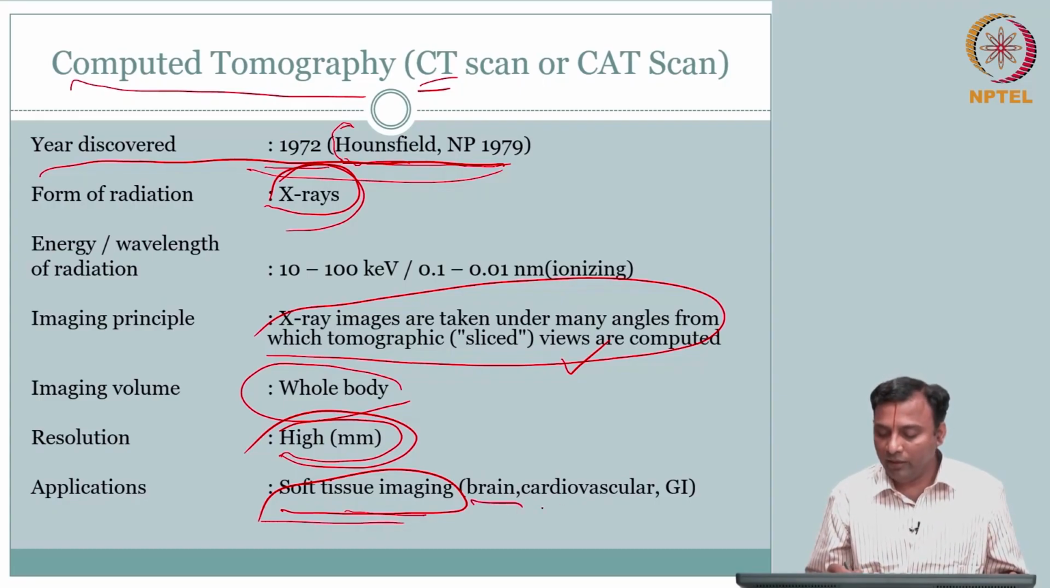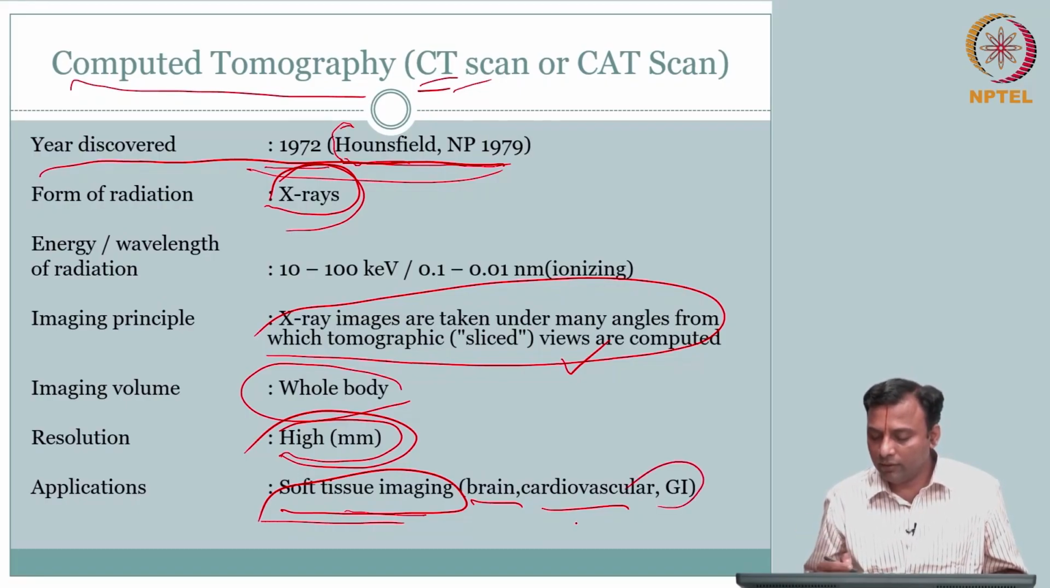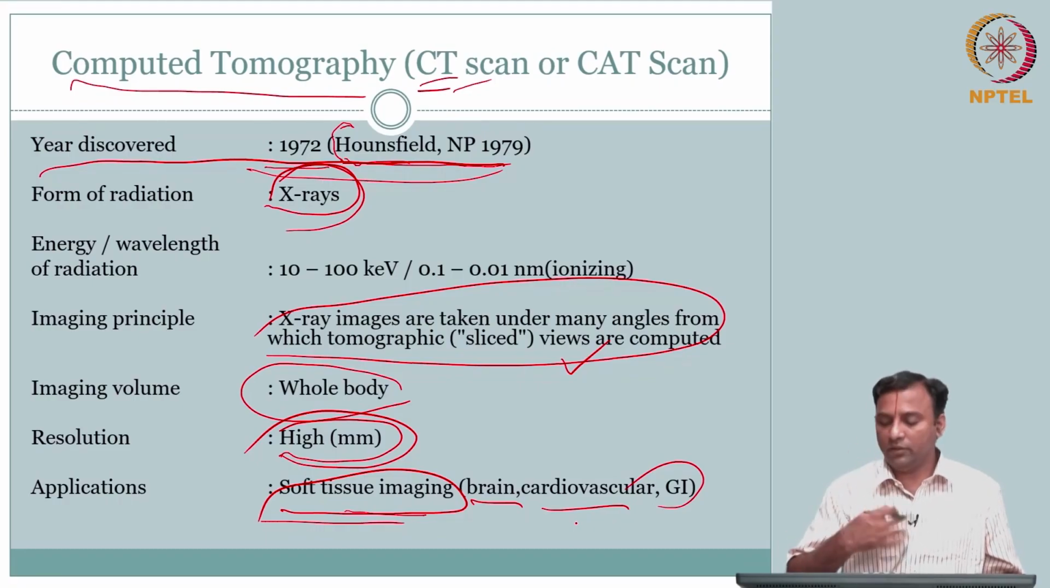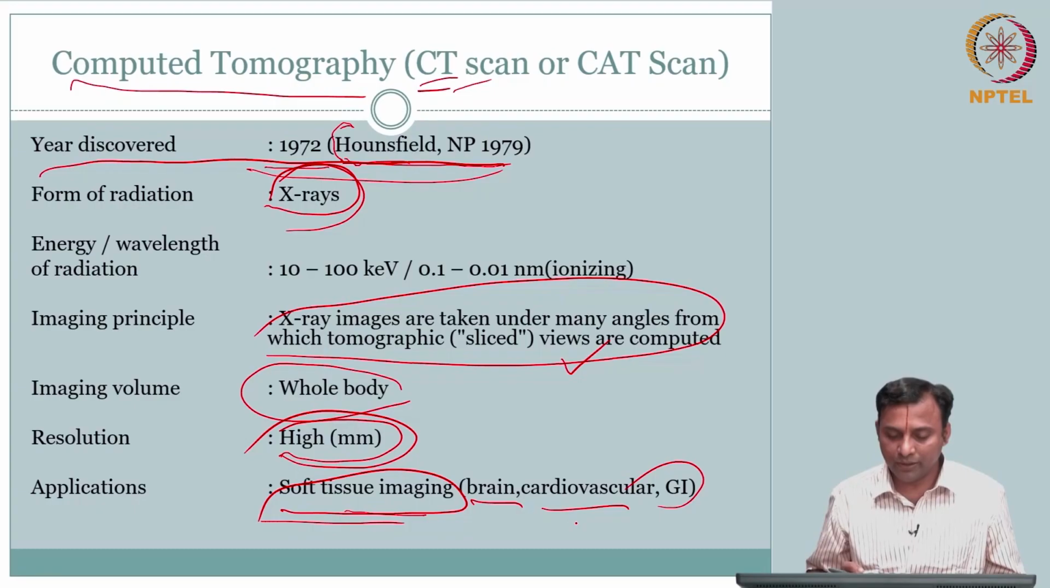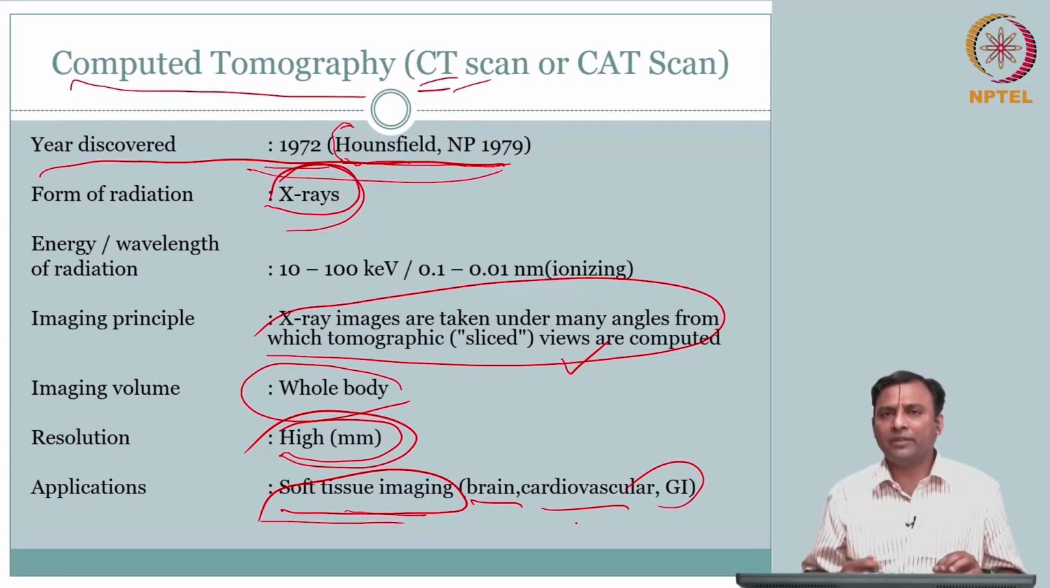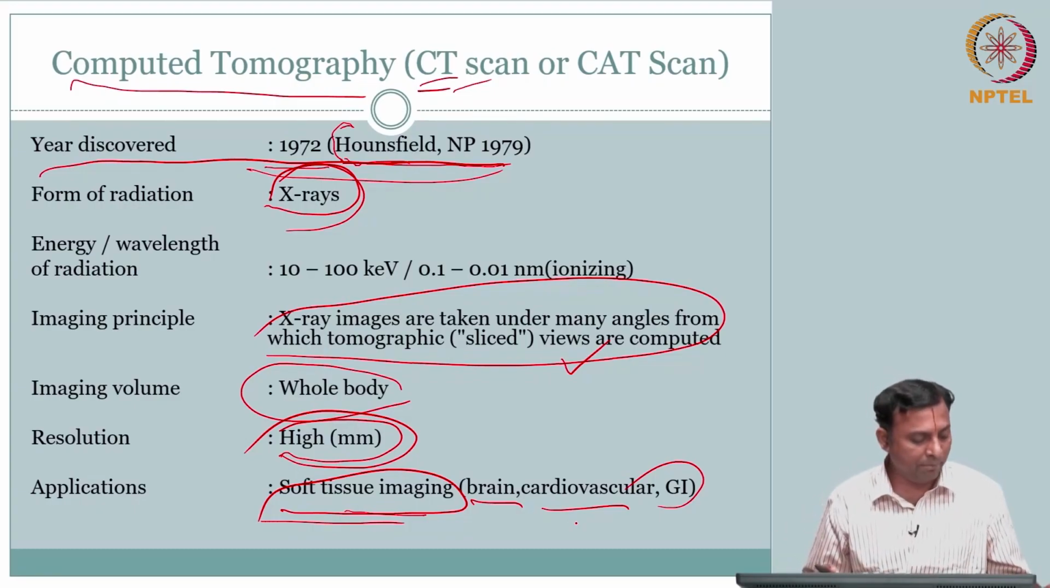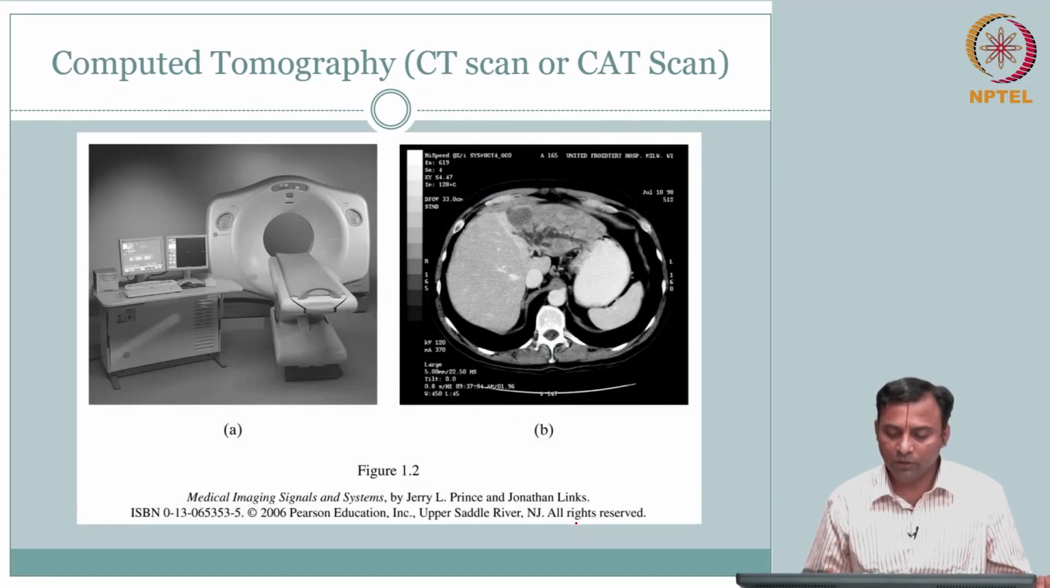Okay, so brain, we actually saw some examples. Cardiovascular, CT angiography, right? You would have heard about that. And GI is your gastrointestinal. So you can do a lot with CT. In fact, the example image that I have is also going to be a cut section through the abdomen.